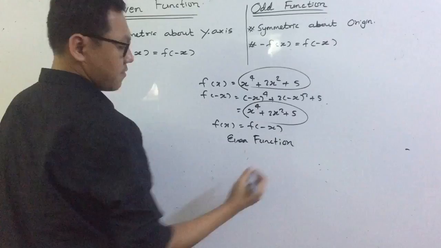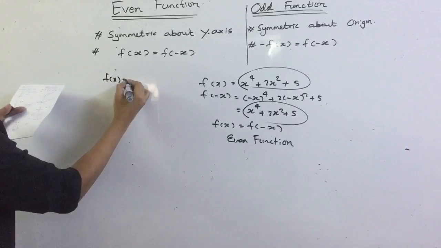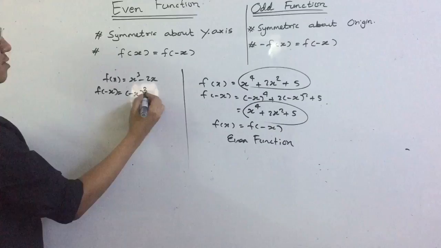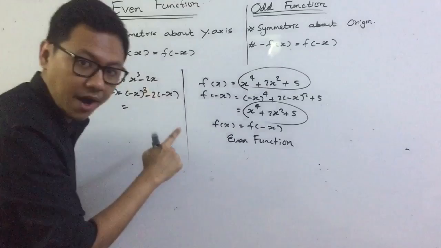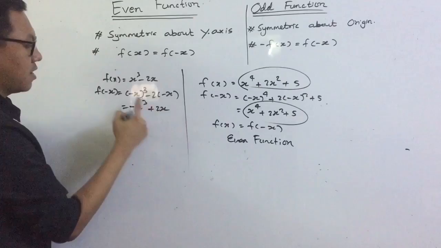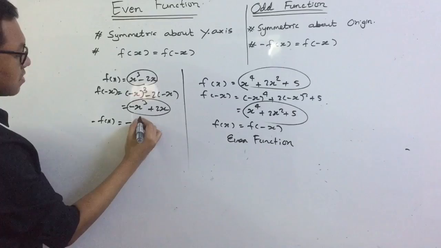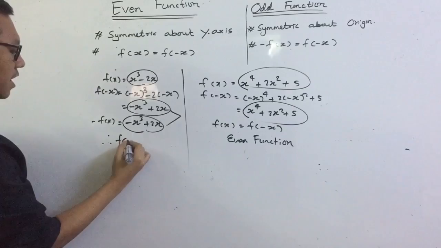Okay, next one. Let me write here. f(x) is equal to x³ - 2x. Let's do this. Let me first start with f(-x). f(-x) is equal to -x³ + 2x, since -x to the odd power is -x³, and this one will be +2x. They are not the same, right? This and this, not the same. So it's not an even function. Let's try -f(x). -f(x) is equal to -x³ + 2x. Now these two are the same. Therefore, f(-x) is the same as -f(x), which is an odd function.